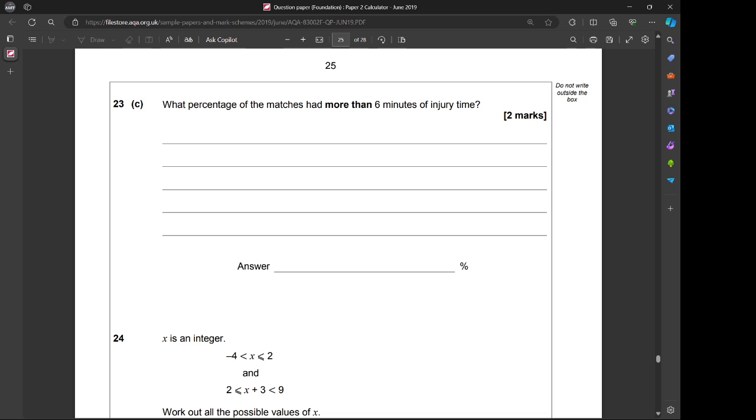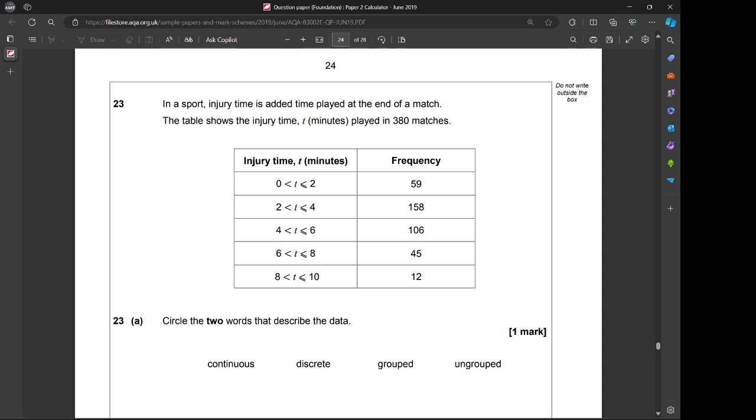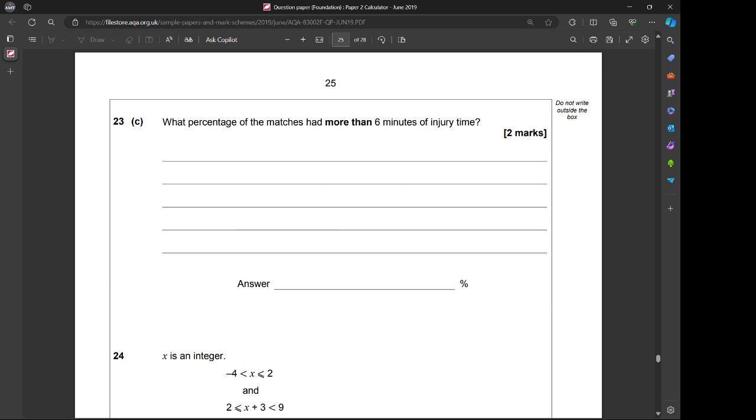What about part C, guys? What percentage of the matches had more than 6 minutes of injury time? So we're looking at here. We're going to have 45 plus 12 plus 10, that'll be 67. So it'll be 67 out of 380, times that by 100. So 67 divided by 380.